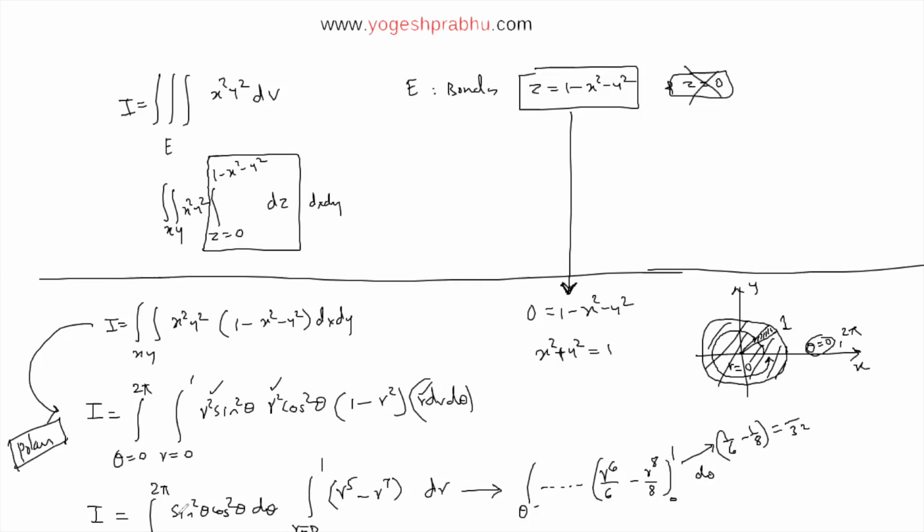And then you have to solve this. How do you solve this? Sine square theta is 1 minus cosine 2 theta over 2, and cos square theta will be 1 plus cosine 2 theta over 2. And then you multiply and all of that and solve, and then you'll get the answer.